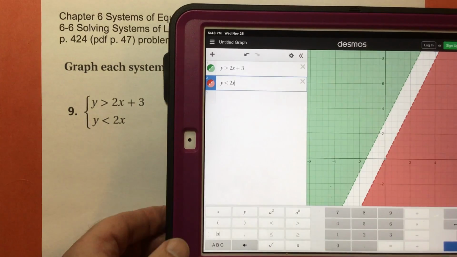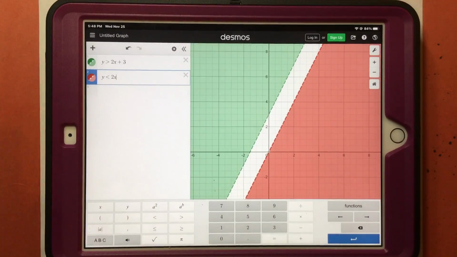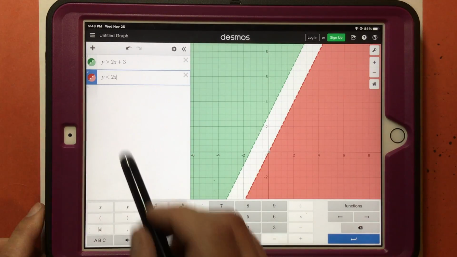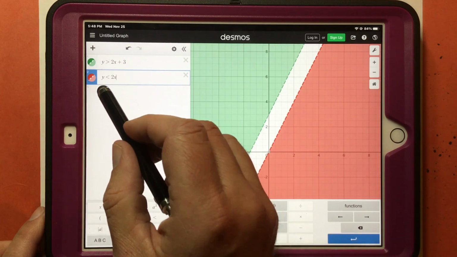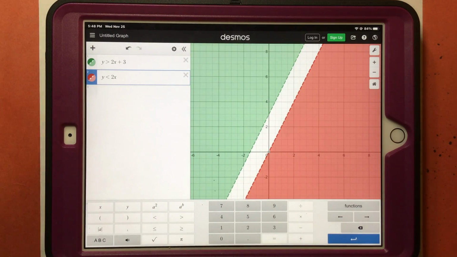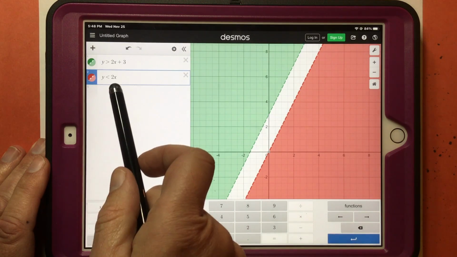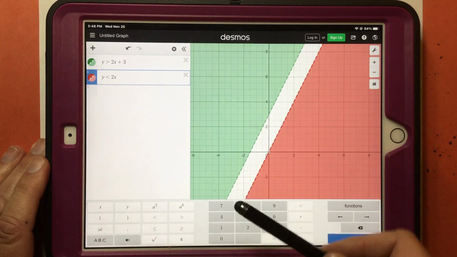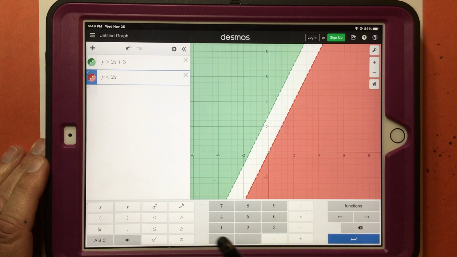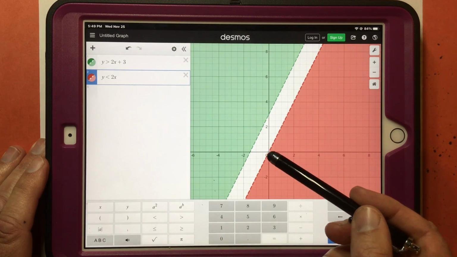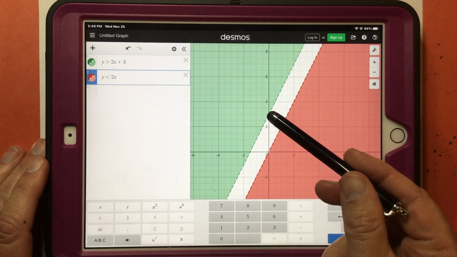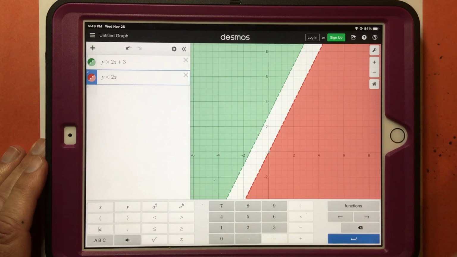Now, in this section we're going to be talking about the parallel lines, but I want to mention a couple things. First of all, I can tell by the fact that this is greater than, that's less than, without any equals, that both of these are going to be dashed lines. Hopefully you can see the dashed lines. I can also figure out that the slope of both boundary lines is 2. They are parallel. This one has a y-intercept of 0, this one has a y-intercept of 3. So they're not the same line, but they have the same slope.